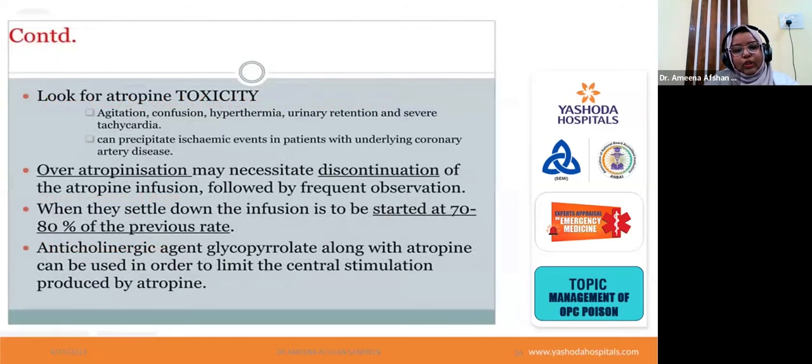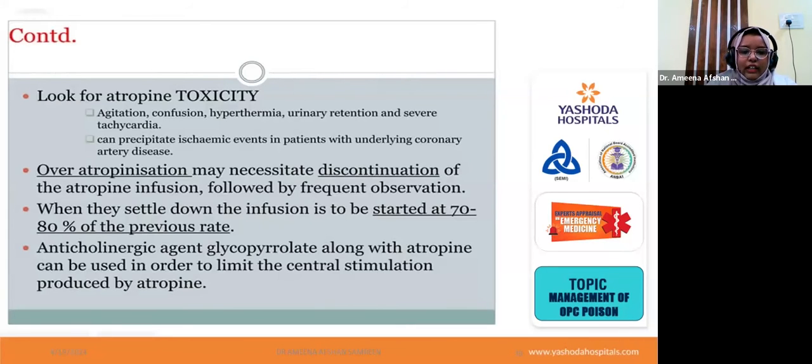Now, one thing we should be very cautious about while giving atropine is to look for atropine toxicity. The patient presents with agitation, confusion, hyperthermia, urinary retention, and severe tachycardia. It can also precipitate ischemic events in patients who have underlying coronary artery disease. So when you see that the patient is going into over-atropinization, you discontinue the atropine infusion for some time, observe the patient, and when the symptoms settle down, then start again at 70 to 80% of the previous dose.